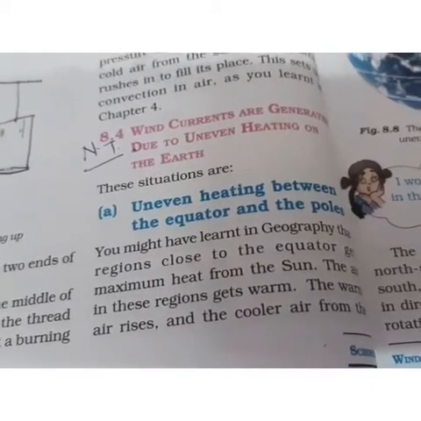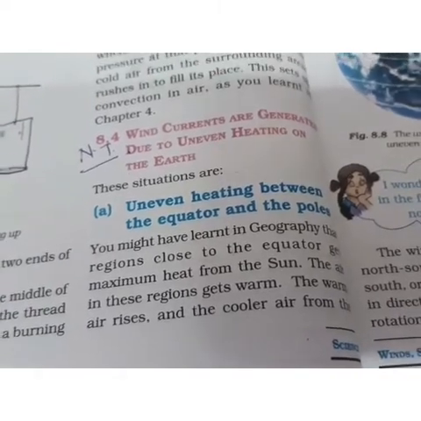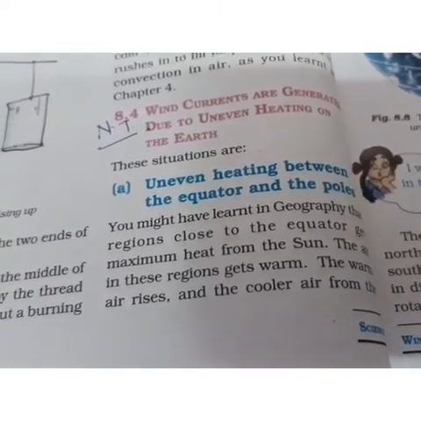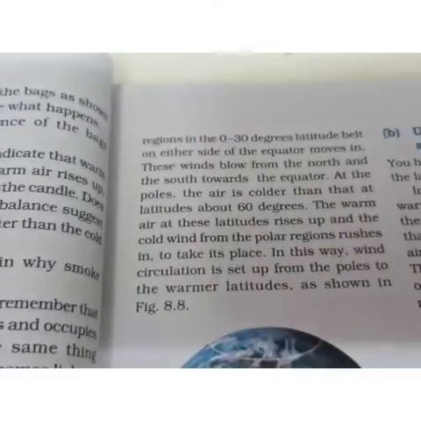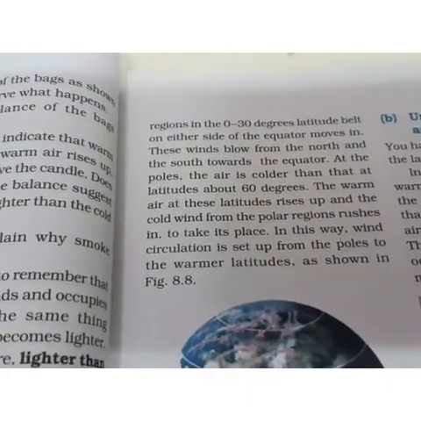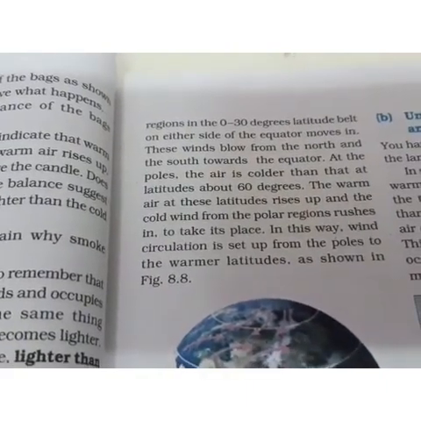You might have learned in geography that the regions close to the equator get the maximum heat from the sun. The air in this region gets warm. The warm air rises and the cooler air from the regions in the 0 to 30 degrees of latitude belt on either side of the equator moves in.